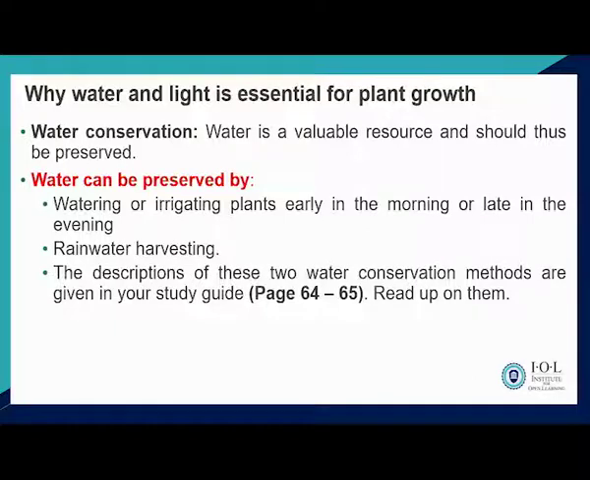We can preserve water by watering or irrigating plants early in the morning or late in the evening, when it's not too hot and the water does not simply evaporate. So we should water our plants either in the morning or in the late evening. It can also be preserved through rainwater harvesting. There are also other methods of water preservation, and the descriptions of those other methods as well as the two that are listed in this slide are discussed more in detail on pages 64 to 65 of your study guide. So please do read up on them.